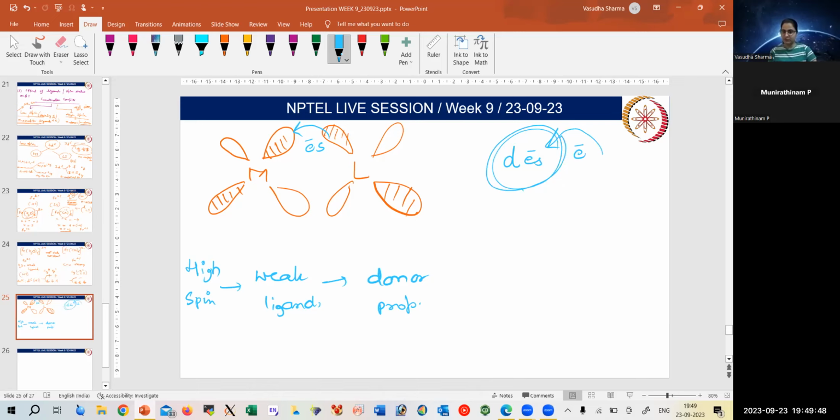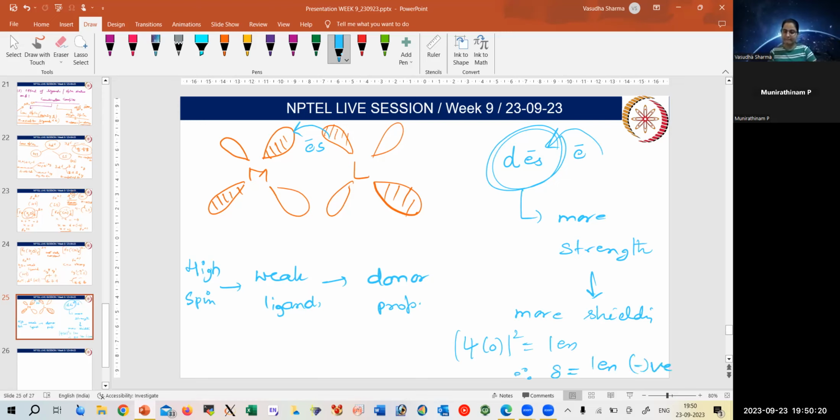So if it is more strengthened, that will cause more shielding, because ultimately we need to see the number of d electrons. If more d electrons are there, that will cause more shielding to your s electrons. When more d electrons are there, the s electron density would be less, and therefore the delta value becomes less negative. Is this clear?